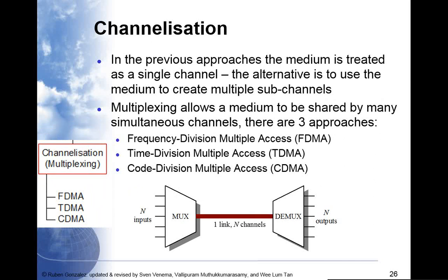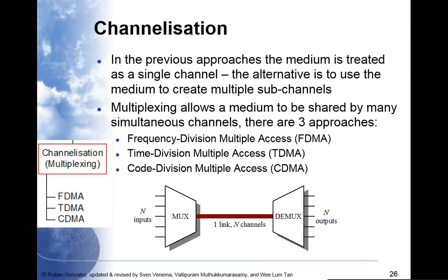Now we move on to channelization. In the previous approaches, the medium is treated as a single channel. The alternative is to use the medium to create multiple subchannels. We're just going to split the channel up into chunks. It's a little bit like that reservation model where we had separate slots, and we can just use those slots. Multiplexing allows a medium to be shared by many simultaneous channels. There are 3 basic approaches: frequency, time, and code division. So FDMA for frequency, TDMA for time, and CDMA for code.